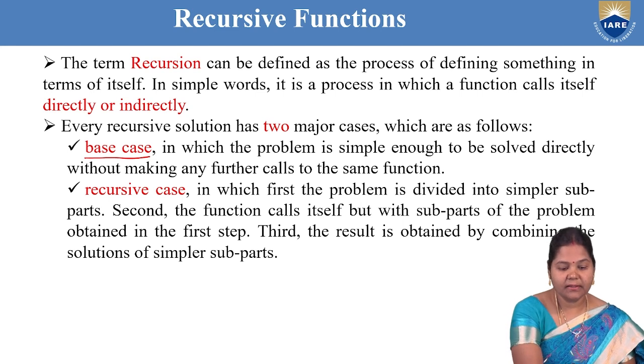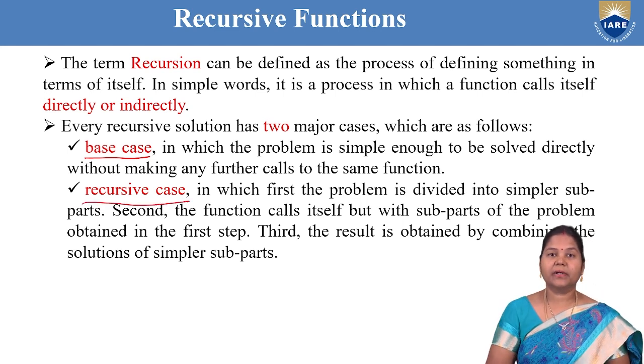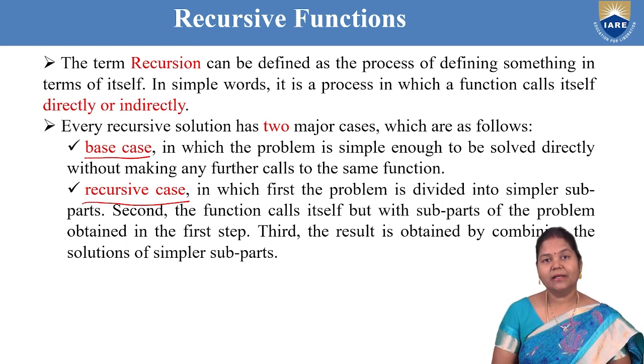So what do we mean by the recursive case? In the recursive case, first the problem is divided into simpler subproblems. Second, the function calls itself but with subparts of the problem obtained in the first step. This process will be repeated. In the third step, the result is obtained by combining the solutions of the previous simpler parts. So first we divide the problem into subproblems and the process repeatedly occurs. This is called the process of chaining. And at the end, we combine the results of the previous subparts to get the output of the problem.